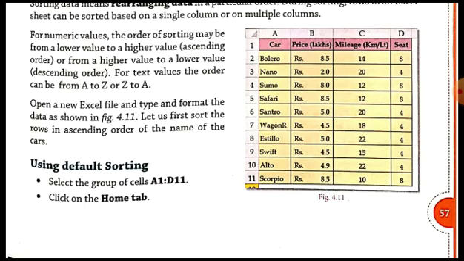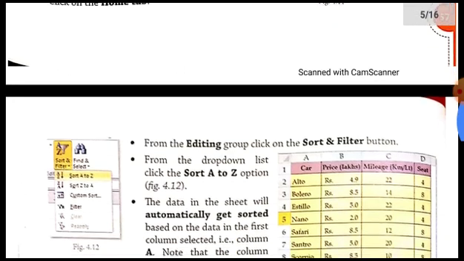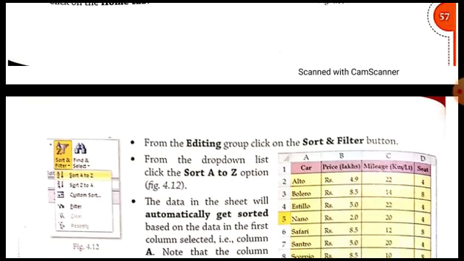Then the second step is to click on the Home tab. When you click on the Home tab, what will happen? You will see a number of options, a number of groups. So where do you have to go? You have to go to the Editing group in the Home tab, and from the Editing group we have to click on the Sort and Filter option.